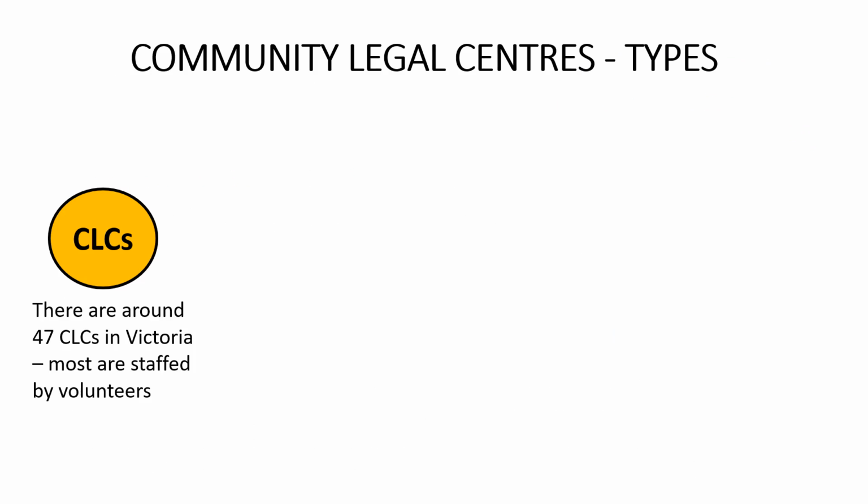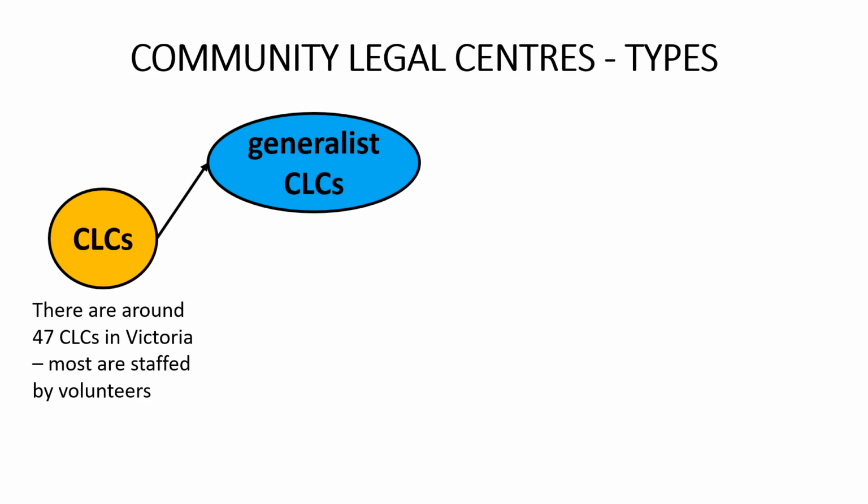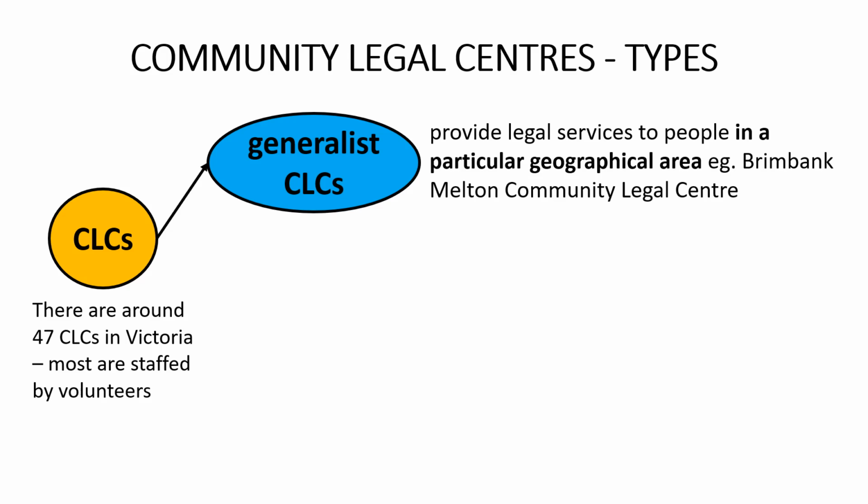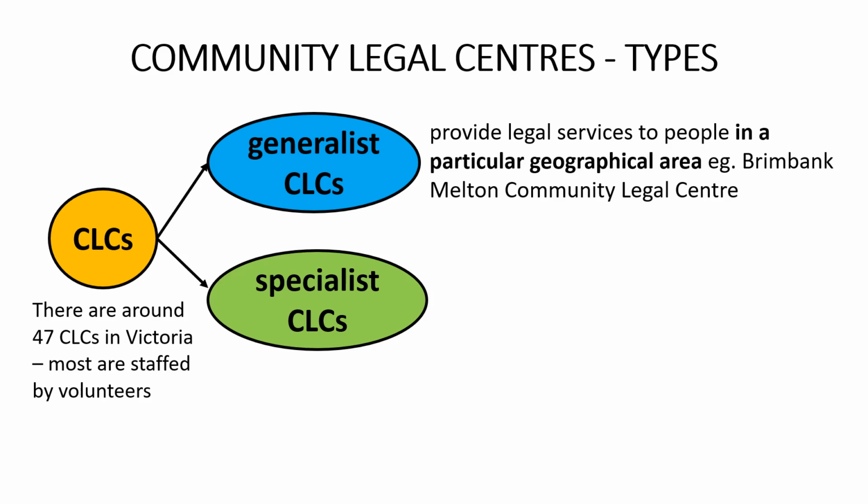There are around 47 community legal centres in Victoria, most of which are staffed by volunteers. Broadly speaking, there are two kinds of community legal centres. The first kind is generalist community legal centres, which provide legal services to people in a particular geographical area. For example, we have the Brimbank Melton Community Legal Centre, which provides legal services to people who live in the Brimbank Melton area.